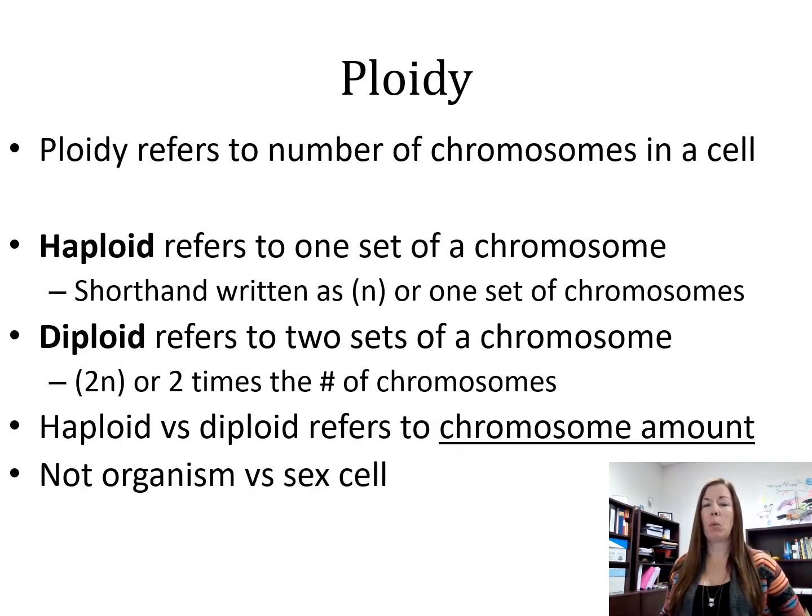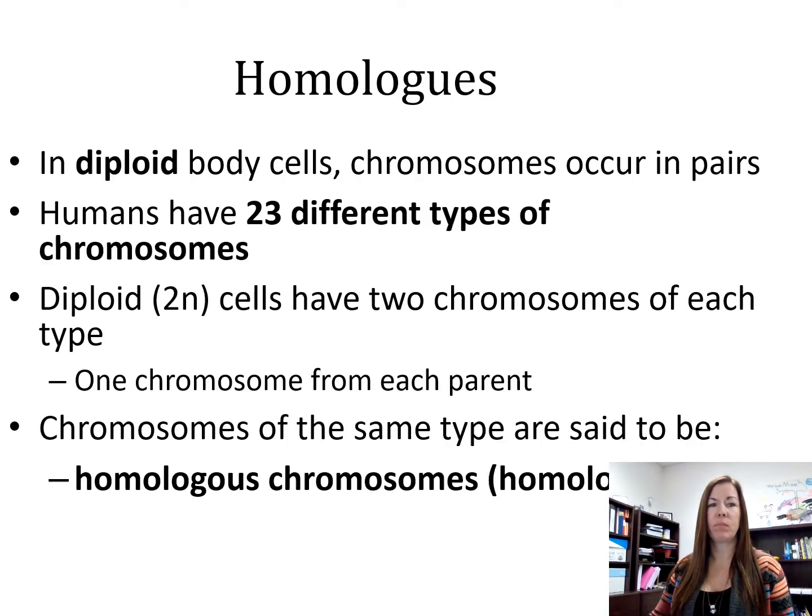Remember we talked about ploidy in the last chapter. We talked about how that refers to the chromosomes in the cell. Remember that haploid is where you'll see one set of chromosomes, and if you're going to shorten that, you can write it as N. You'll see it as N often. And diploid refers to two sets of a chromosome, or two times the number of chromosomes. So haploid and diploid terms refer to the chromosome amount, not the organism versus sex cell.